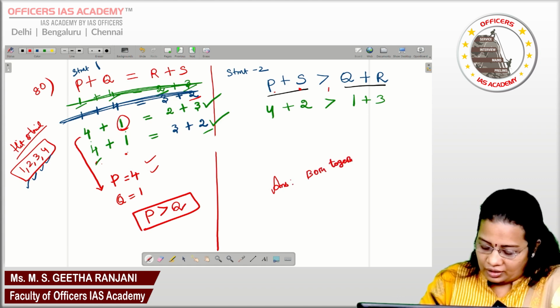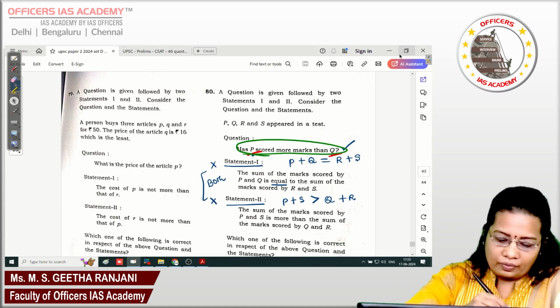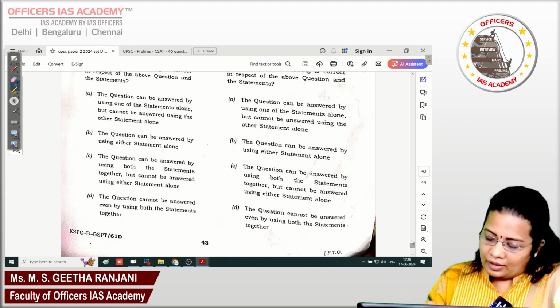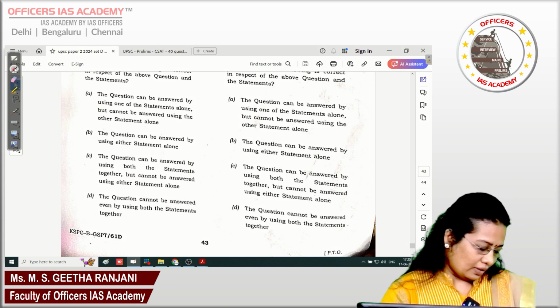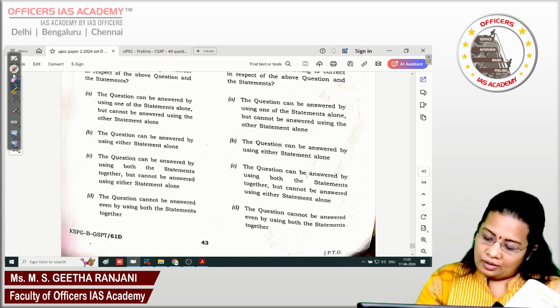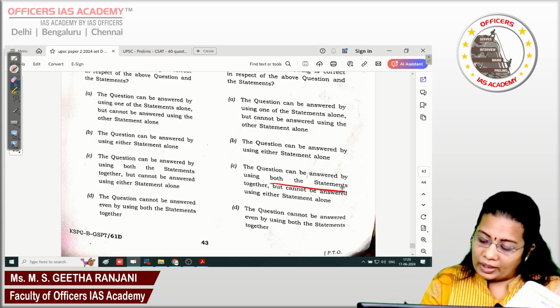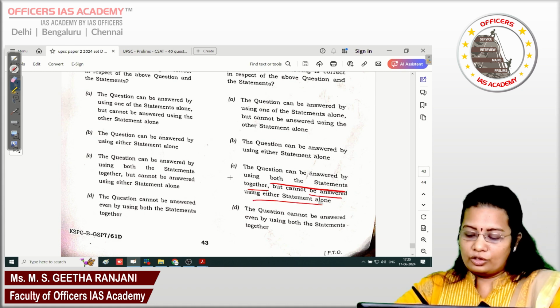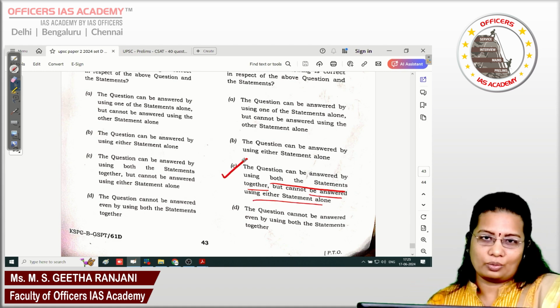In the examination, the option you want to choose is that the question can be answered using both the statements together but cannot be answered using either statement alone. So option C is the answer for this question.